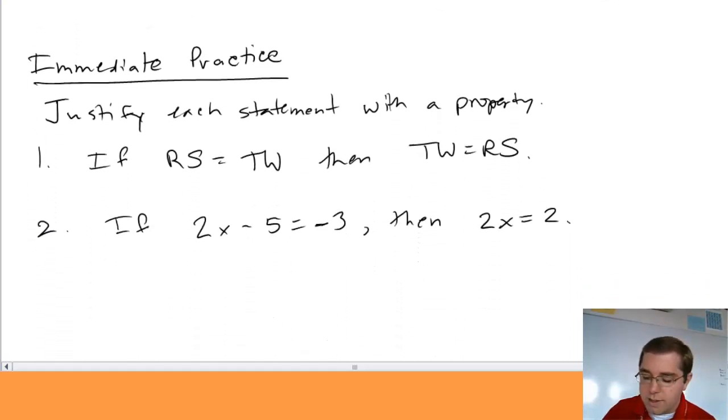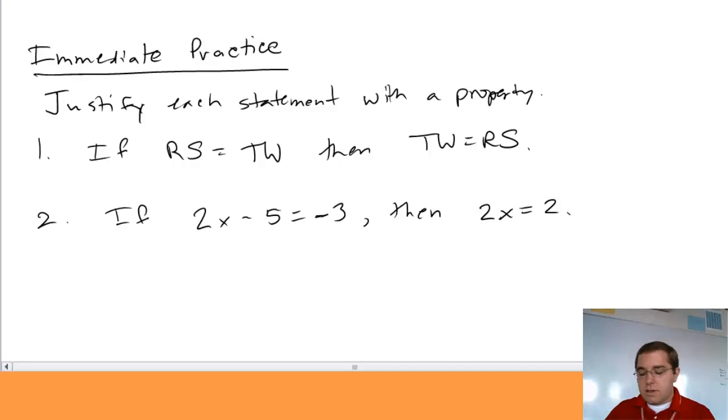And now your immediate practice problems. So please write out both of these statements at the end of your notes, and then write your answer. Your directions are: justify each statement with a property that we just used in this video here. If RS equals TW, then TW equals RS. So you write underneath that the property that tells us that is true, that when RS equals TW, TW equals RS. Just write the property stated.